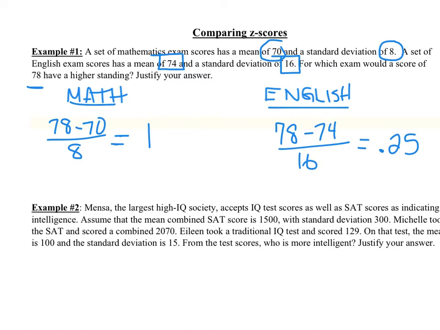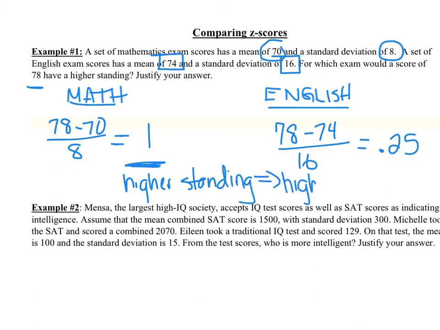Okay, so which one did you do better on? The one where you have a higher standard score, which means a higher z-score. That's it. And you know that from the normal curve. If the mean is here, and you got one standard deviation, you're here. And 0.25 would have been right there. So you can tell you're higher, you're farther up.